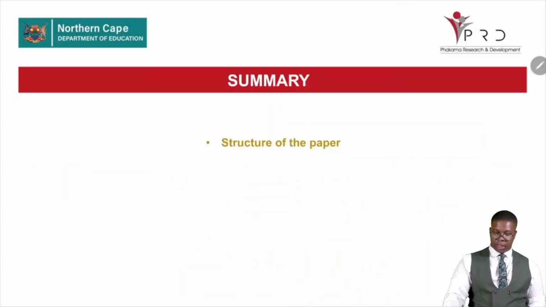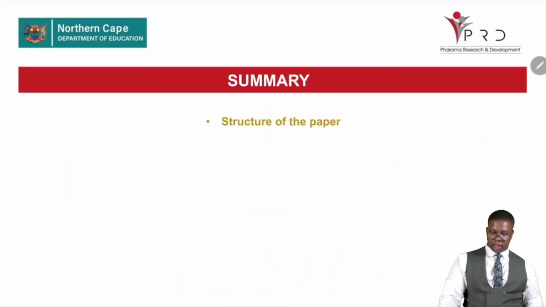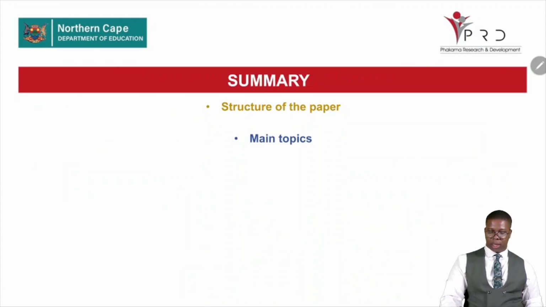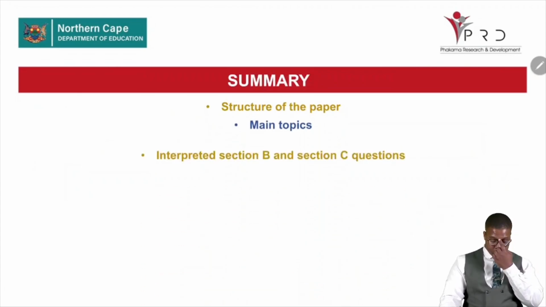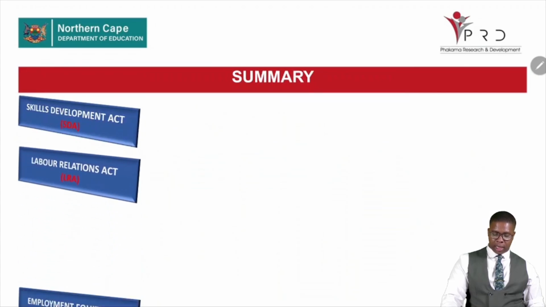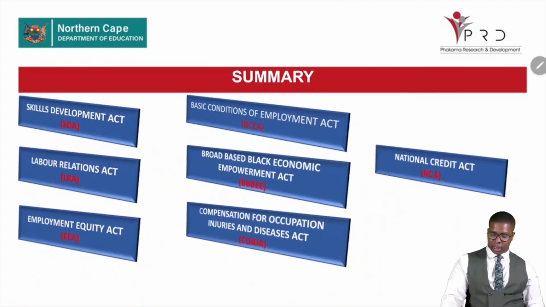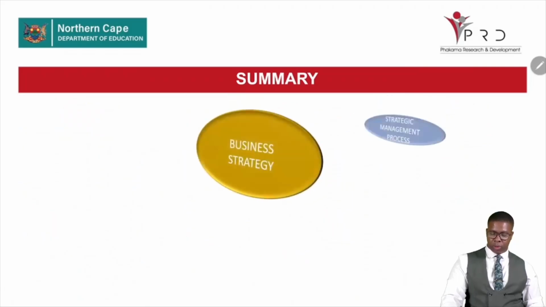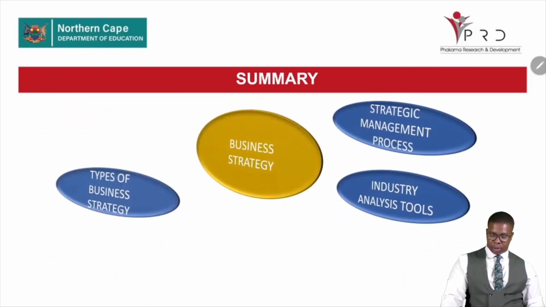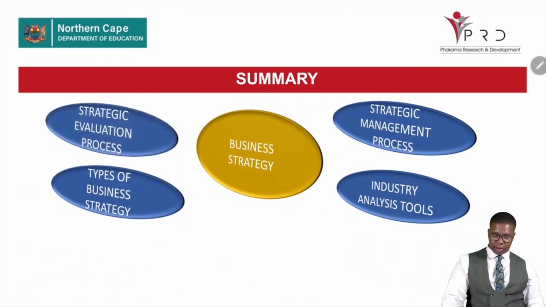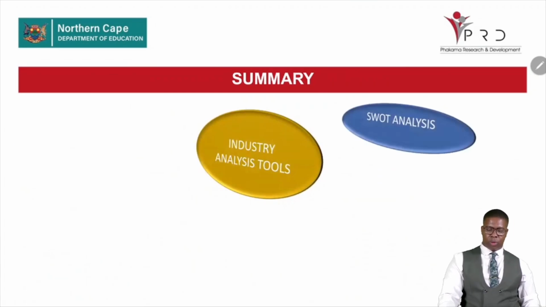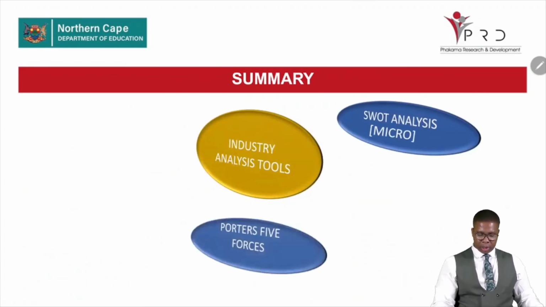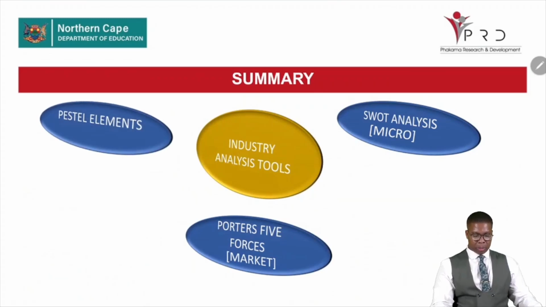So when we look into that, let us look into our summary. We dealt with the structure of the paper. We looked into the main topics, and we focused on one main topic when we were looking into interpretation of section B and section C. We looked into the business environment, and the legislations. You looked into your 8 legislations and how they can be assessed. We looked into business strategy, the strategic management process, the industry analysis tools, the strategic evaluation, and the types of strategies. And we also looked into SWOT analysis together with Porter's 5, and PESTEL, and how to deal with them in the exam.